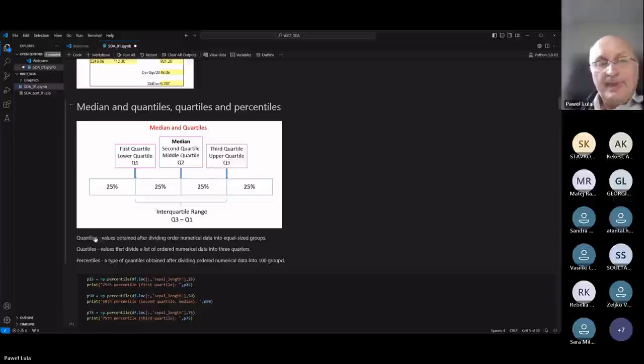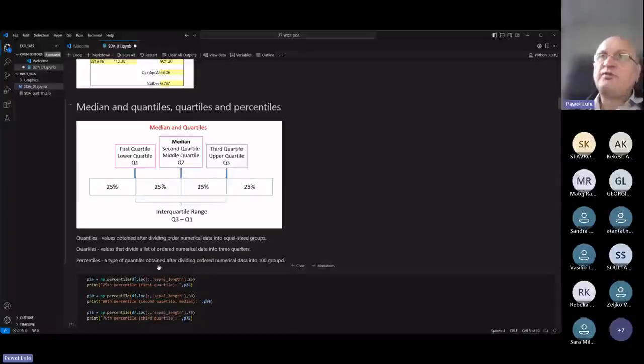If I decide to divide my list of values into 4 equal parts, then I can talk about quartiles. And this value is called the first quartile. This value, which is on the middle position in this sorted list, is the second quartile, or median. And this value, which we have here on this position, is the third quartile.